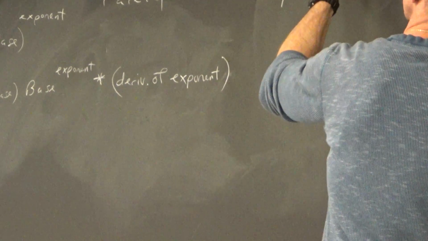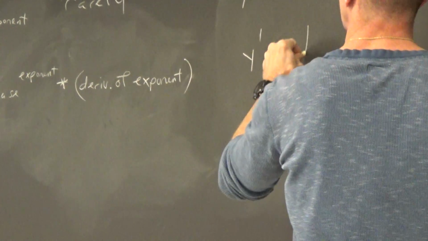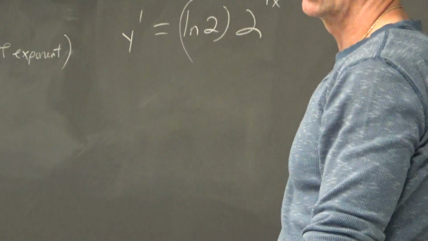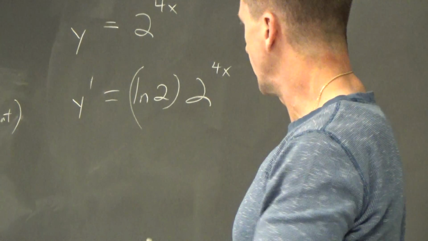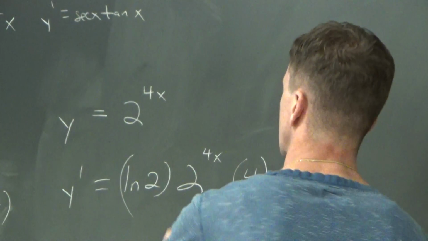So before I do this, how about this guy? 2 to the 4x. I'm going to find that derivative. First of all, natural log of what number? 2. I want to rewrite this: 2 to the 4x. Now, before you leave that as your answer, what's the derivative of 4x? See right there, that's the derivative of g. So it's ln of 2 times 2 to the 4x times a 4.